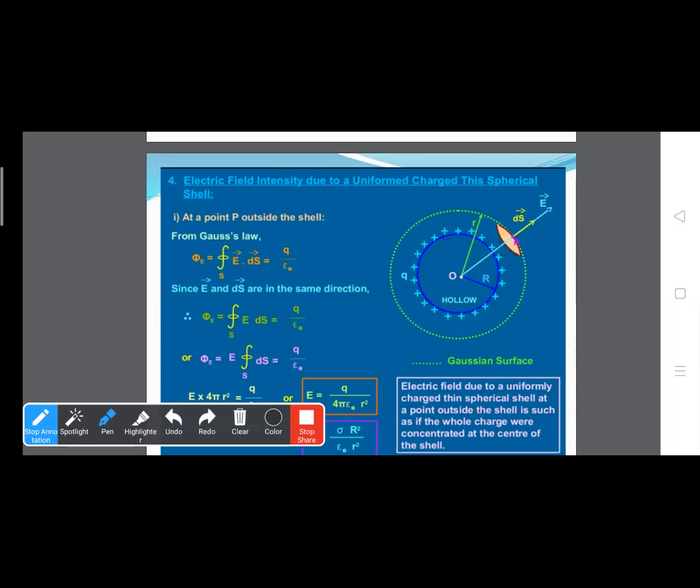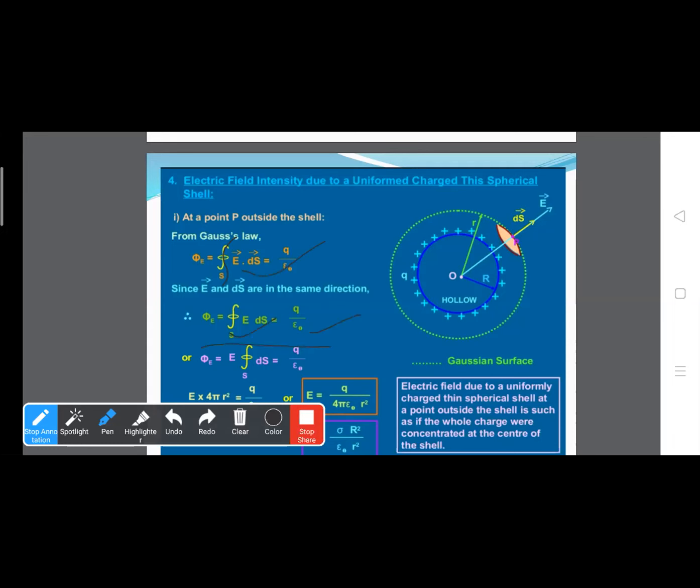Okay. Now, from the figure we see that dS, that is the area vector, and the electric field are both in the same direction. So the angle between the electric field and the area vector is 0. So cos 0 equals 1. So from Gauss law, we know that phi E equals the integral of E dot dS equals Q upon epsilon naught. Okay.